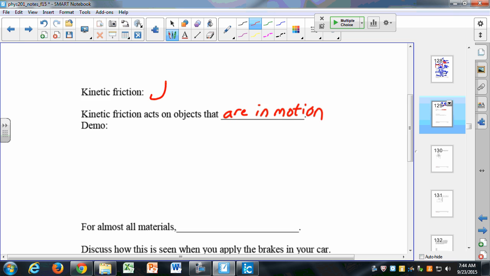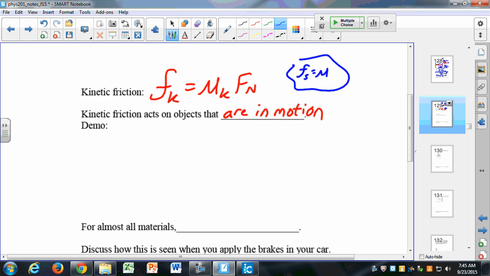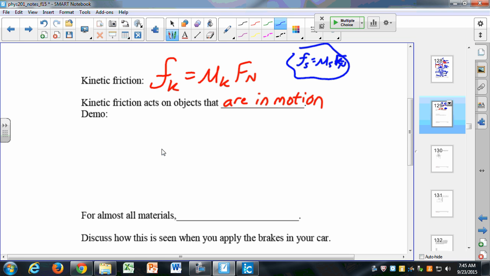Kinetic friction is going to be Fk. It's going to be equal to mu k times the normal force. So remember, this is very similar to what we had for Fs. It's identical basically, except that the mu's are different. So the kinetic friction comes about when objects are in motion.